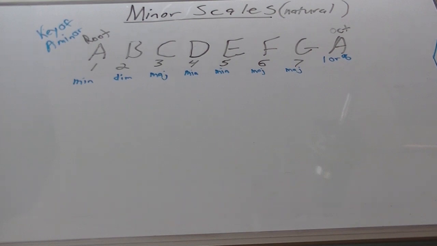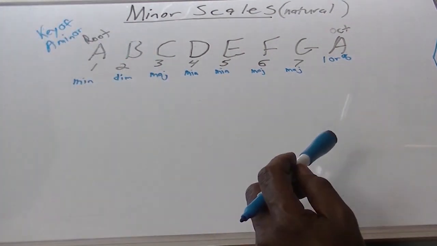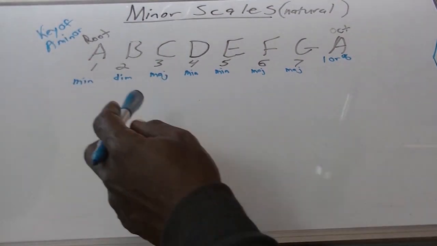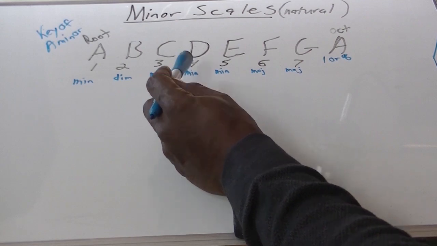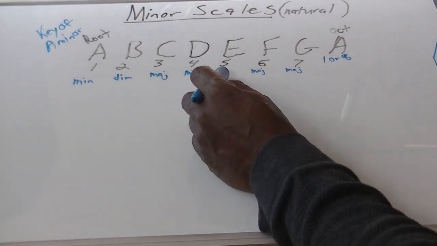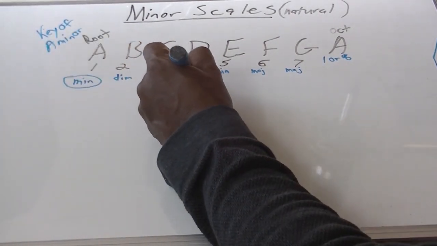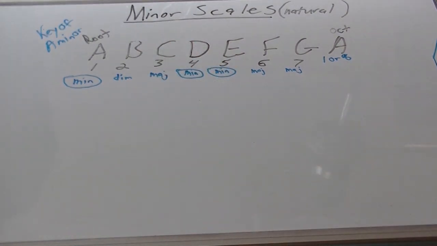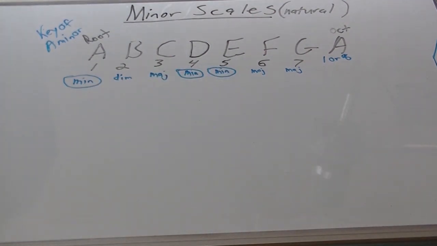We have a minor scale, so the root note is A, and the 1 chord will be a minor chord, because now we're dealing with a minor key. So we have the 1 chord as a minor chord, in this case A. We also have the 4 chord as a minor chord, and the 5 chord as a minor chord. So these are our 3 minor chords. It's similar to when we're dealing with a major key, where the 1, 4, and 5 chords are major. Here we have the 1, 4, and 5 chords as minor, in a minor key.